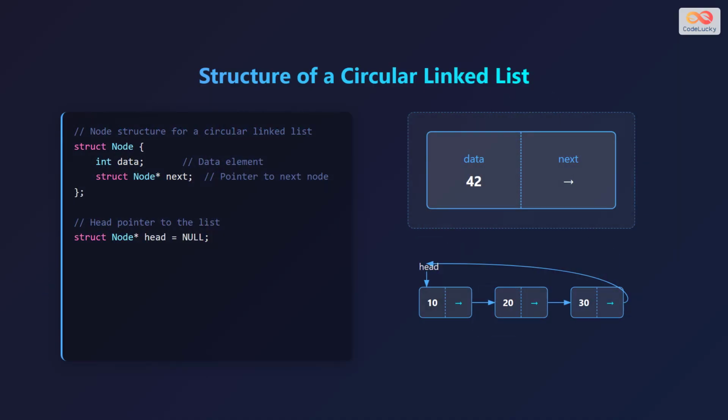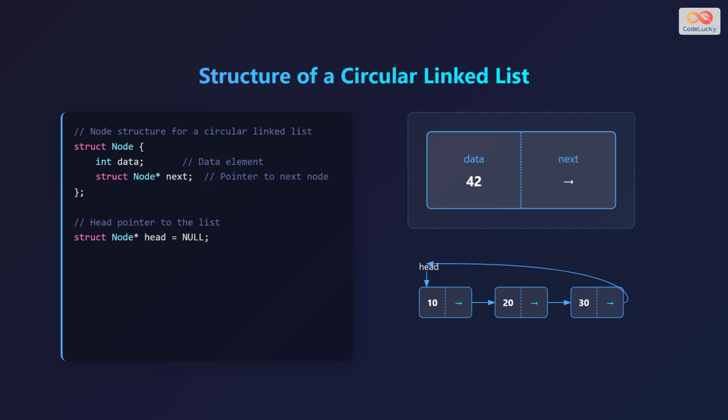Let's take a look at how a circular linked list is structured in code. We typically define a node with two parts: data, which holds the value we want to store, and next, which is a pointer to the next node in the list. The last node's next pointer points back to the first node, creating the circle. We also have a head pointer that points to the first node of the list.